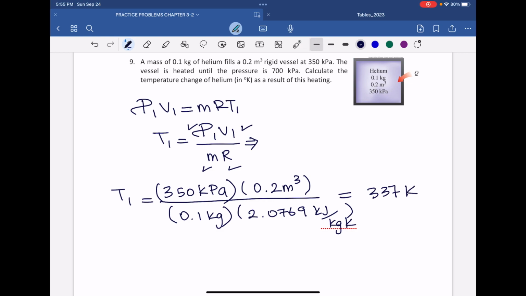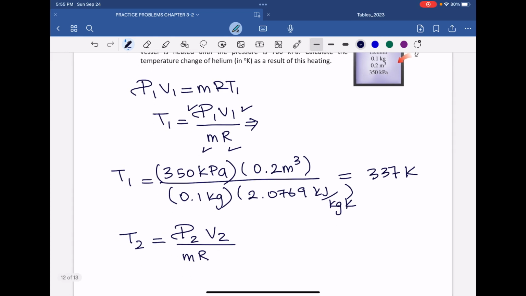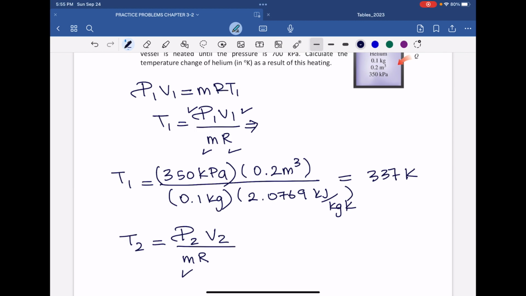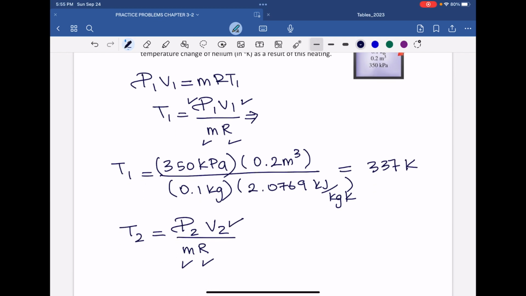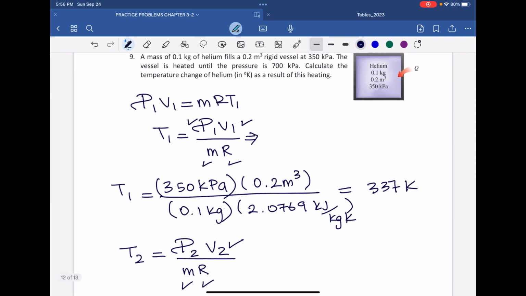So we were able to find the temperature. If we can find the temperature at the second state too, we can subtract them and find the temperature change. So let's take a look at if the same equation works for us. This is a closed system, so M stays the same, R is the same. The volume doesn't change because it looks like a rigid vessel. And the pressure at the second state, they give it to us, 700.